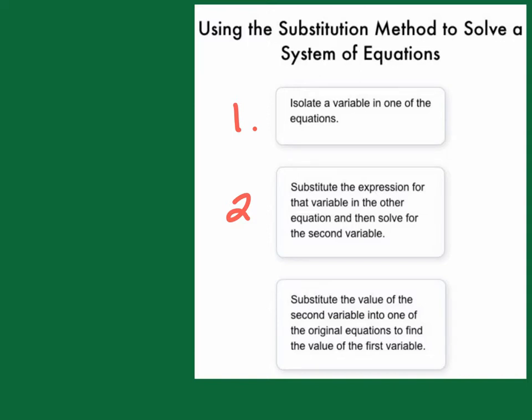Then we're going to solve that to get our first value. So we're either going to get x equals a number or y equals a number. Once we have that, we have half of our answer. And we're going to take that number and plug it into either of the original equations to get our other value, whether it be x or y. That's going to give us our coordinate x comma y, which shows the intersection of the two lines.